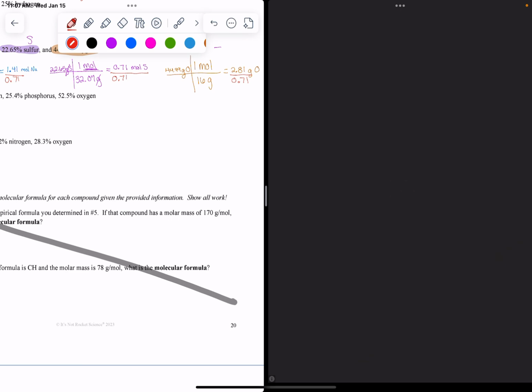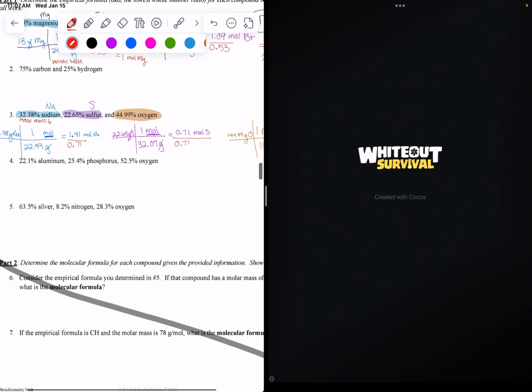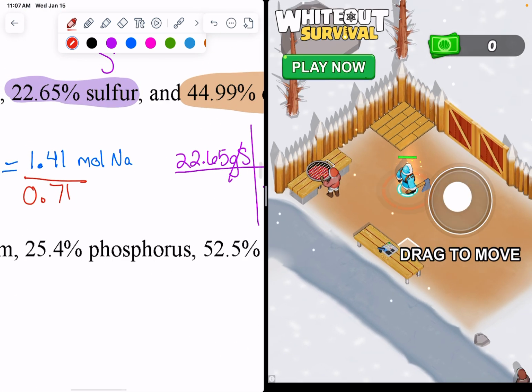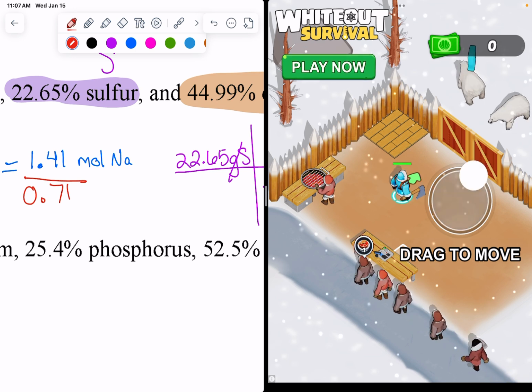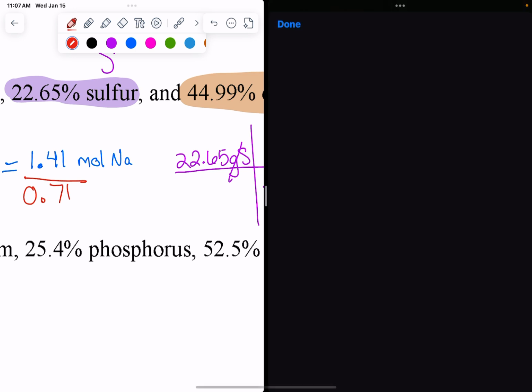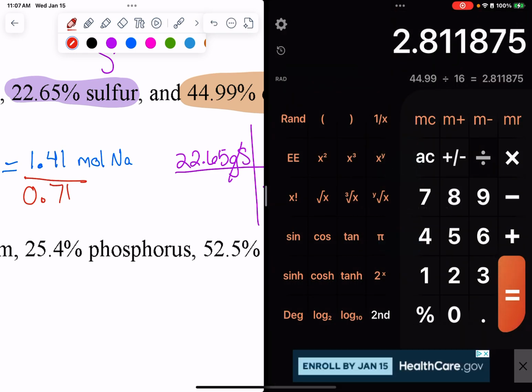Pull back up the calculator. I shouldn't have canceled out the app. Now it's going to make me watch another ad. Done, cancel. All right, clear it out.